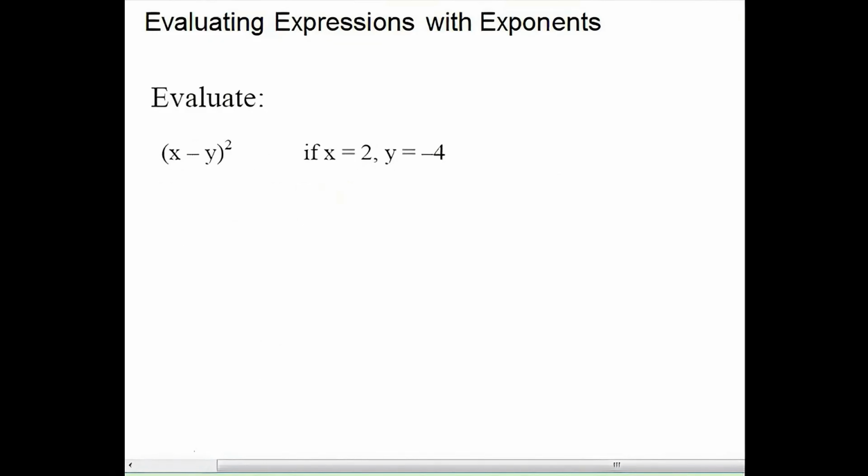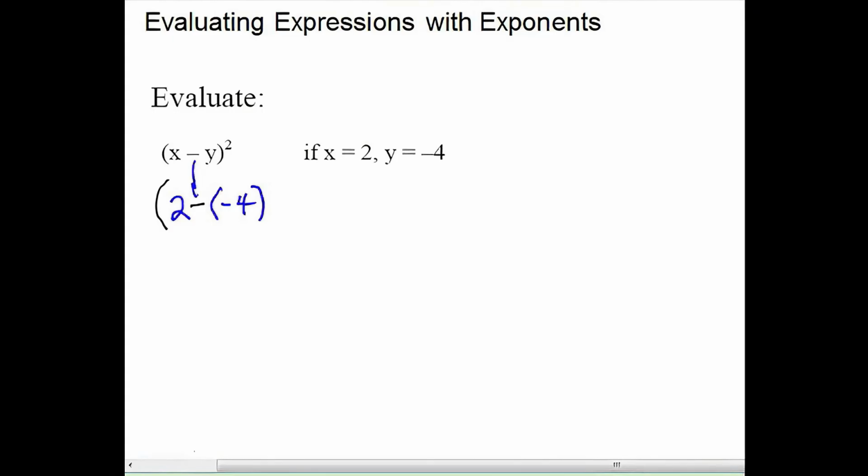I just wanted to add one more example. This problem already has the parentheses on it, but you just want to be careful and keep the parentheses and keep the exponent where it is, on the outside of the whole thing. You always want to look closely and see is the exponent outside or inside. So we're going to keep the parentheses, substitute x, which is 2, minus, substitute y, which is a negative 4. We don't want to lose a sign, so we're going to need a parentheses there.